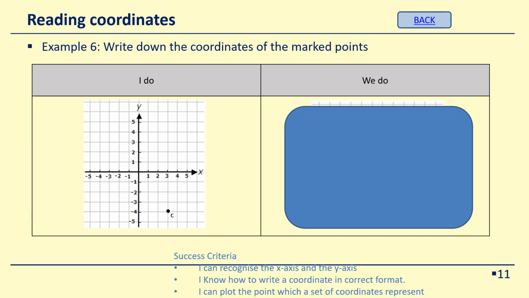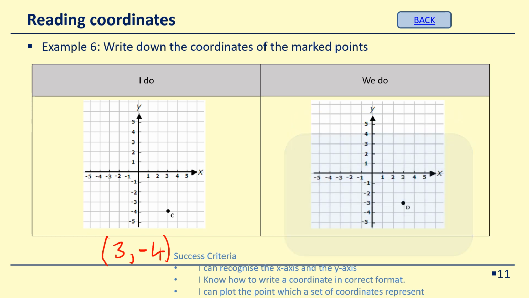Again, here's another I do. So we're going 3 to the right, so it's 3, and we're going down by 4, so it's negative 4. Okay, so you do the we do for this one. Okay, so we're going 3 to the right, so that's 3, and we're going down 3, so that's minus 3. So 3 across and 3 down, and that's point D.